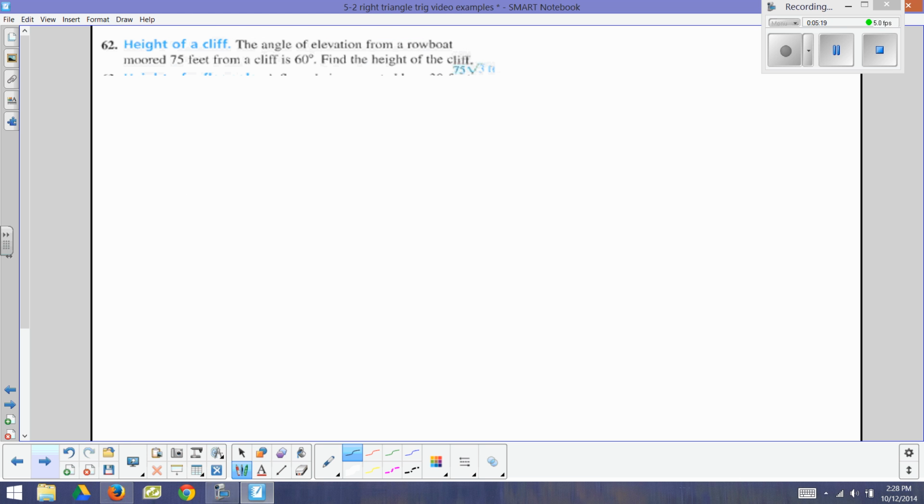Height of a cliff. The angle of elevation from a rowboat moored 75 feet from a cliff is 60 degrees. Find the height of the cliff. So I have a cliff here. The angle of elevation from a rowboat moored 75 feet from a cliff. So there's 75 feet from the cliff. The angle of elevation, so my rowboat's right here. So this angle right here is 60 degrees.